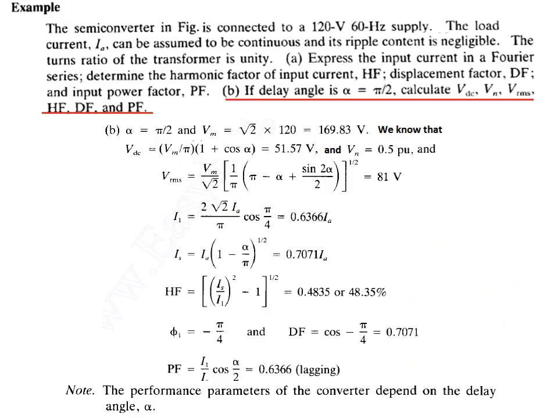Now let us continue with the formulas, and in part B we are going to substitute alpha equal to pi by 2. So we take the same problem.